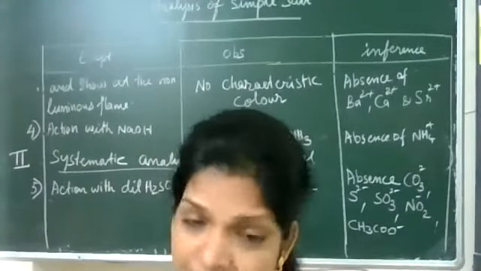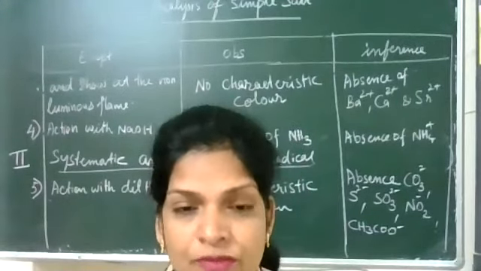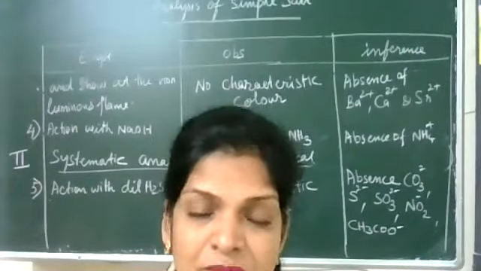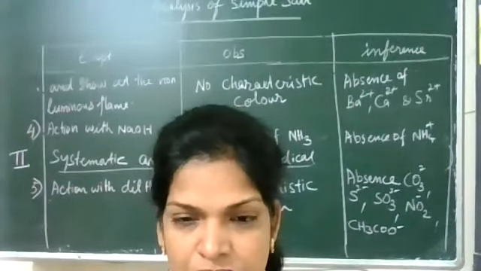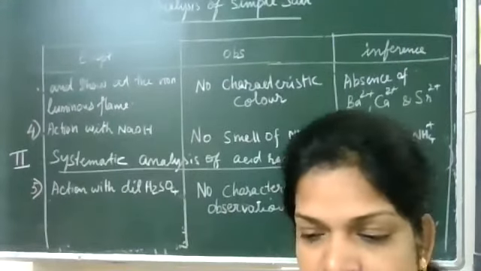Suppose you are heating the test tube, you remove that test tube from the flame, and still some bubbles are coming. That means carbon monoxide gas is coming, that means oxalate is present. These things will be seen in the next class. Thank you.